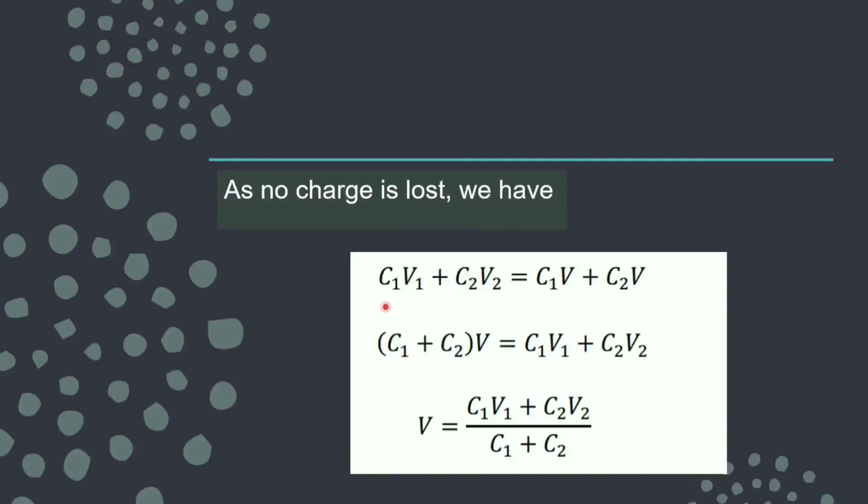So you will write C1 V1 plus C2 V2 equals C1 plus C2 into V. V can be taken common. From there you can write the value of V, which equals C1 V1 plus C2 V2 divided by C1 plus C2. This is the expression for the common potential when two capacitors are joined with a conducting wire.